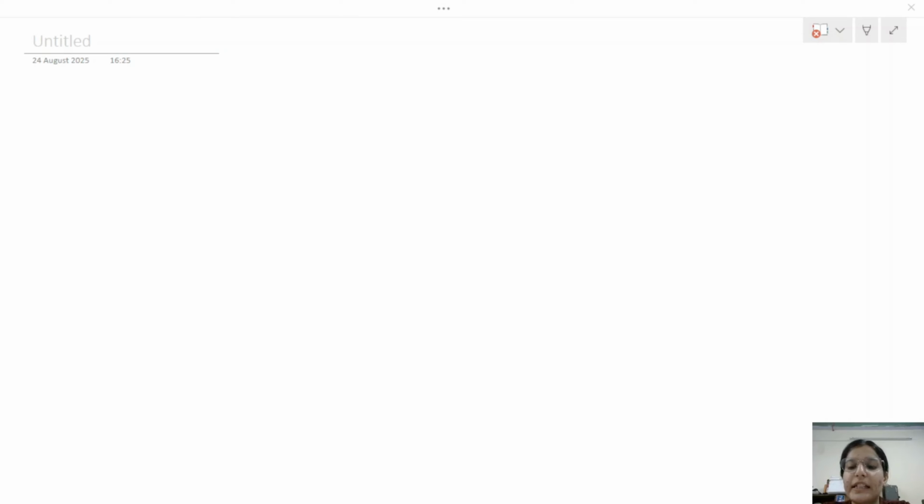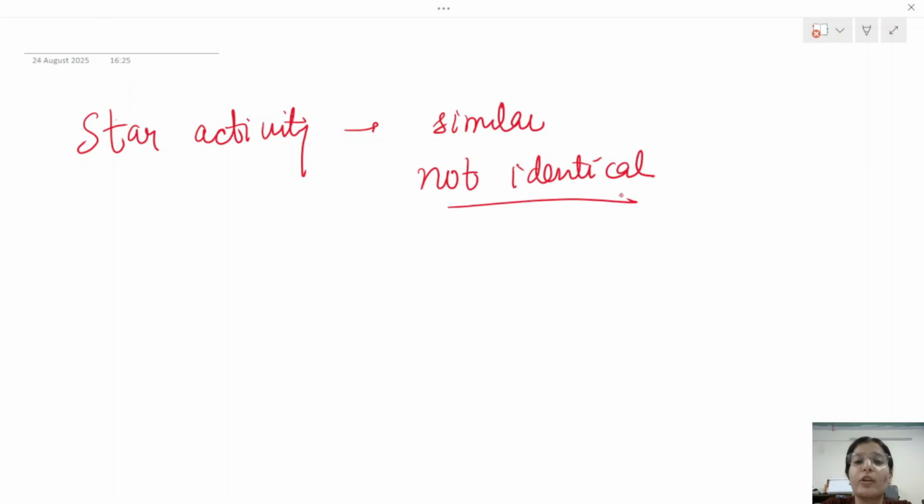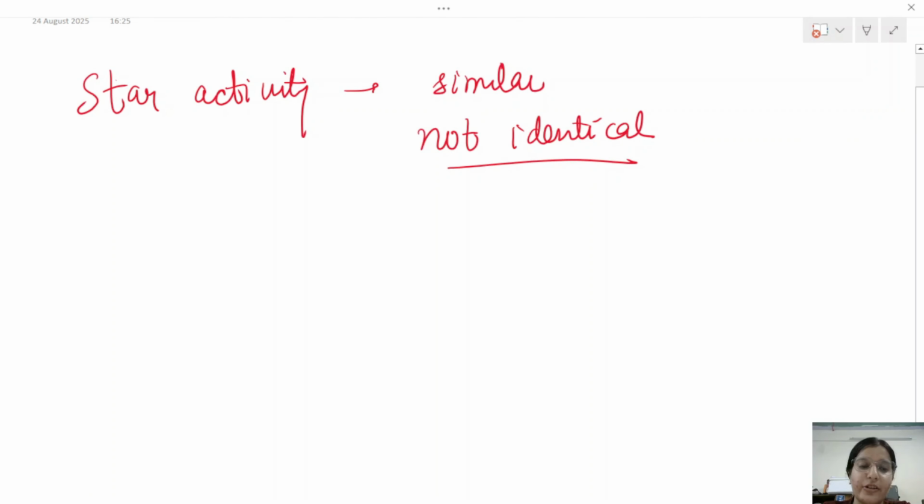Now we will deal with some of the important terms. First one is star activity. So what is star activity? There are some restriction enzymes which are capable of recognizing restriction sites which are similar but not identical to their defined restriction sites.